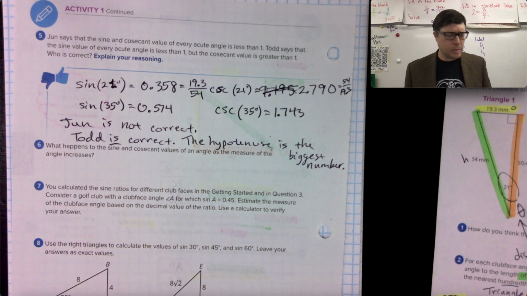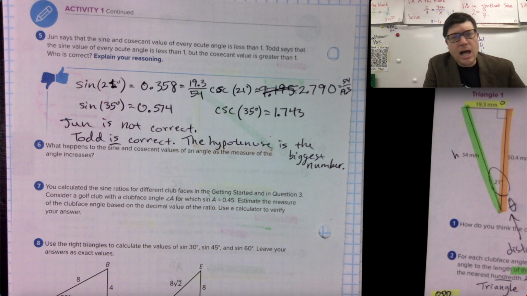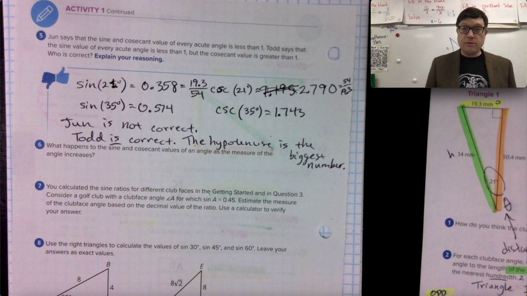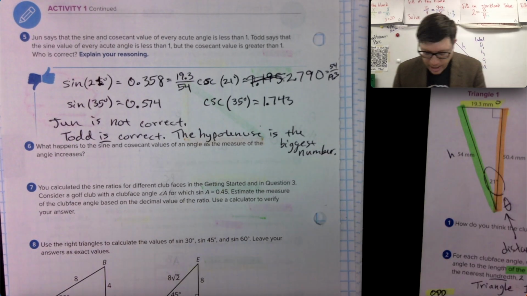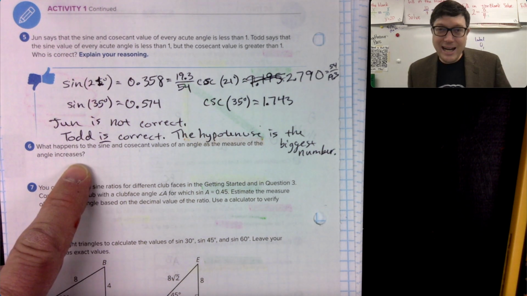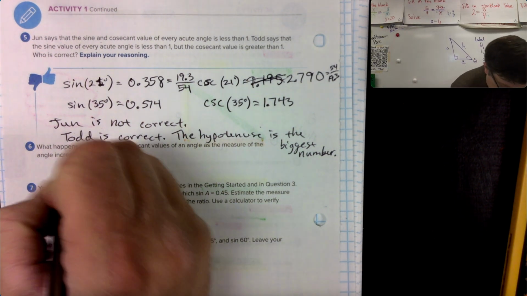What happens to the sine and cosecant values of an angle as the measure of the angle increases? We already have that answer from page 565. The sine ratio is going to increase.